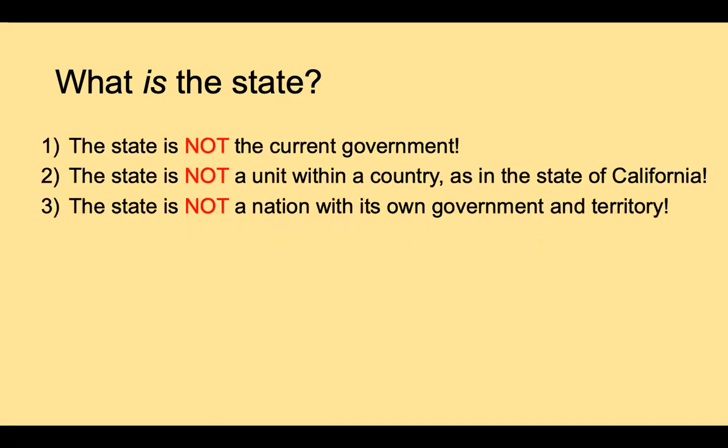Now, we don't mean the current government. The current government certainly is in charge of the state and the set of institutions that we associate with the state, but the current government is something else. The current government is composed of people who we can identify, and we can identify the prime minister or the president or the Senate leader and so on and so forth.